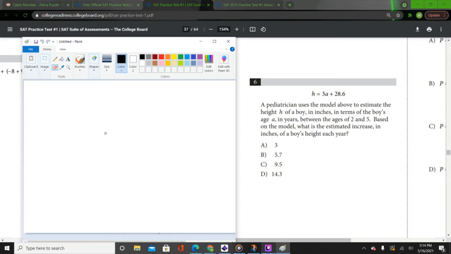Now, based on the model, what is the estimated increase in inches of a boy's height each year? One thing I can pull out from that, without looking at the equation or anything in particular, is that they're looking for a rate. They're looking for inches per year. Considering h is in inches and a is in years, we can assume that the 3 times a is something in terms of inches per year, because inches per year times years equals inches. So we can assume that for 6, the answer is indeed A, and that is the correct answer.